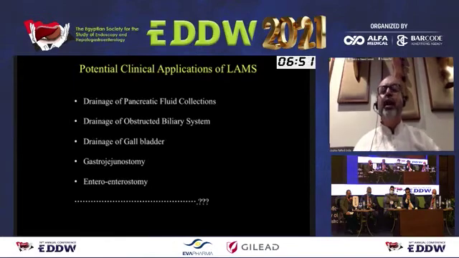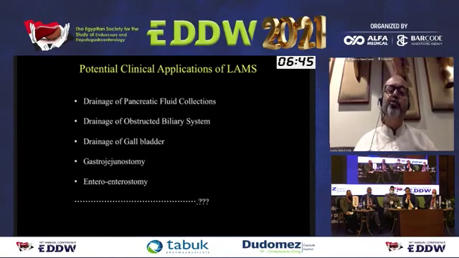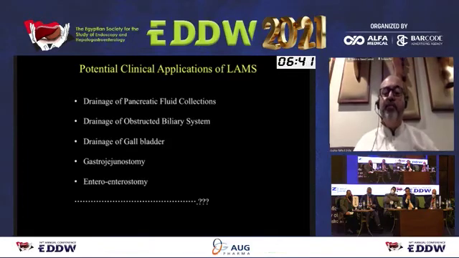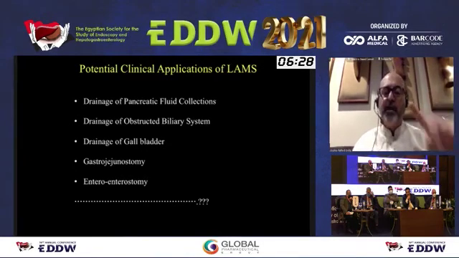So how do we use this LAMS, the lumen-apposing metal stents, and where can it be used? We can use it in pancreatic fluid collection, in biliary obstructed systems, you can drain the gallbladder with the same thing, you can create a gastrojejunostomy, an enterostomy, and all these kinds of procedures can be done with this one platform.